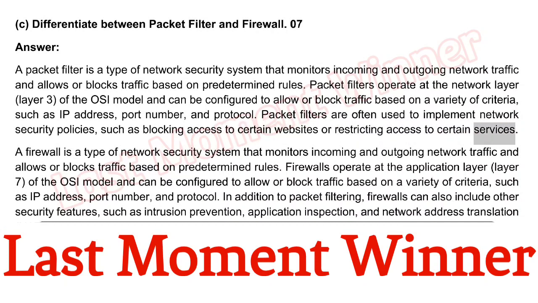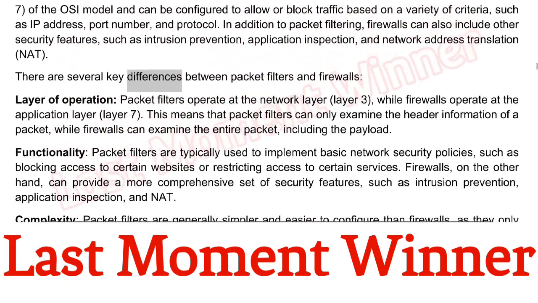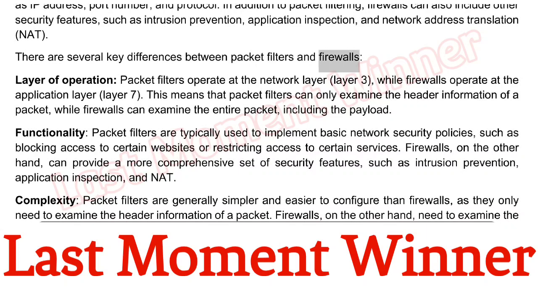to certain services. A firewall is a type of network security system that monitors incoming and outgoing network traffic and allows or blocks traffic based on predetermined rules. Firewalls operate at the application layer, layer 7, of the OSI model and can be configured to allow or block traffic based on a variety of criteria, such as IP address, port number, and protocol. In addition to packet filtering, firewalls can also include other security features, such as intrusion prevention, application inspection, and network address translation (NAT).